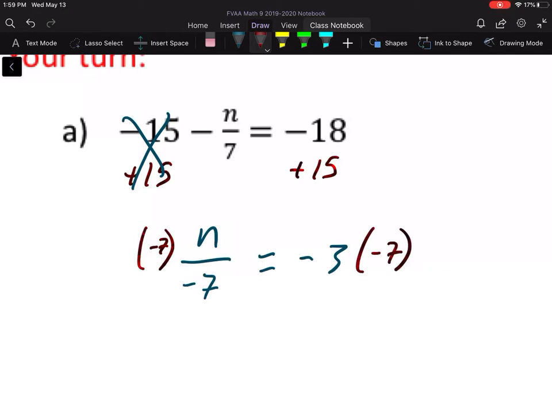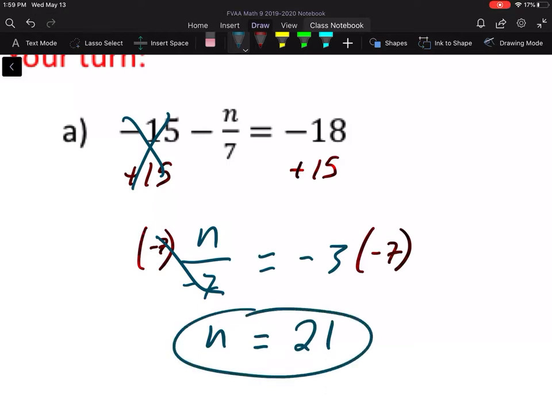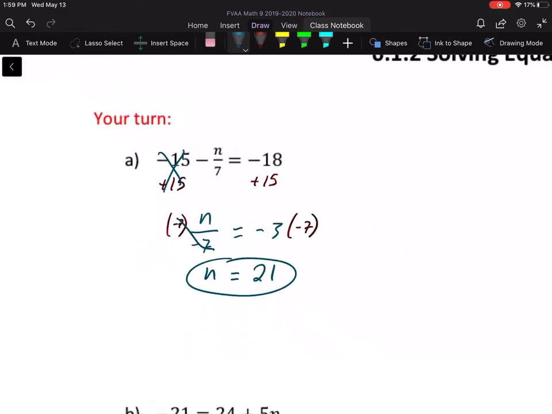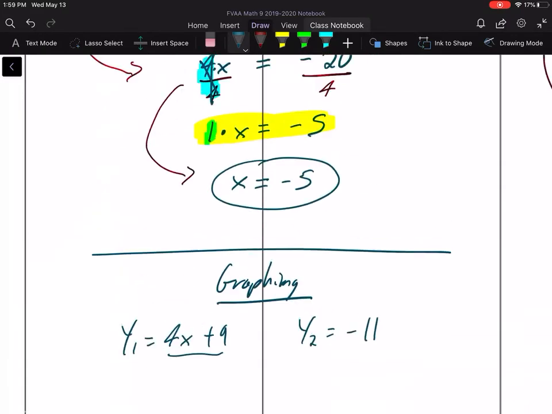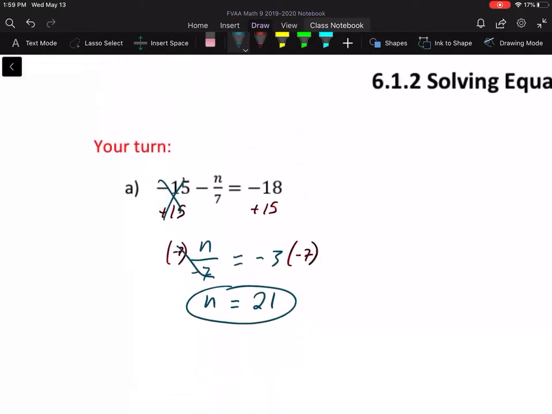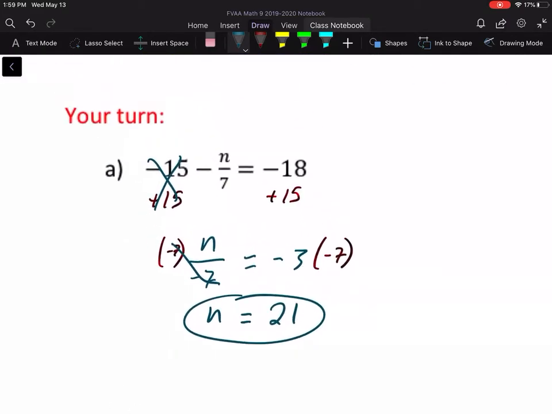All right? And here I know that negative 7 divided by negative 7 is equal to 1, and 1 times n is equal to n. So these cancel out. I'm left with n. The negative 3 times negative 7 is equal to positive 21. Okay, and that's how your work would typically look. You don't have to have 5 different steps. You just have to do a 2-step problem, and then you're done.